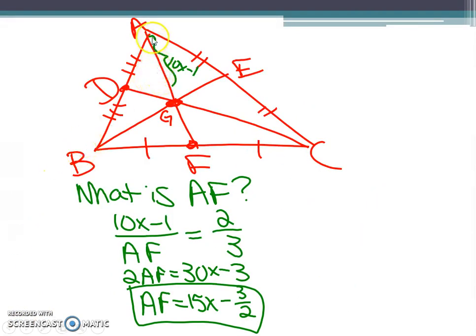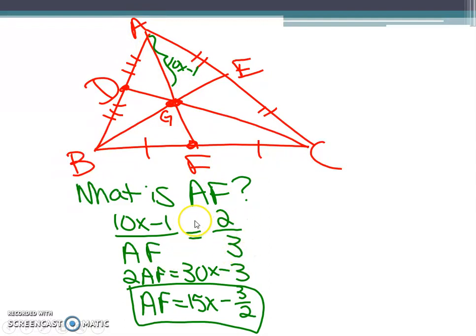So let's say I have a triangle ABC, something like this, and I give you the centroid here, and this segment is 10x minus 1. What is AF, the whole thing? You know this point is 2/3 of the whole thing, right? So you can use a 2:3 ratio. 10x minus 1 over this equals the 2:3 ratio.